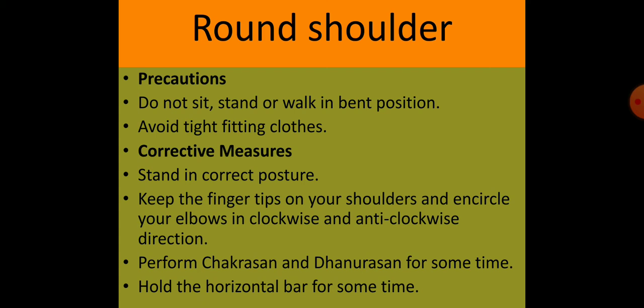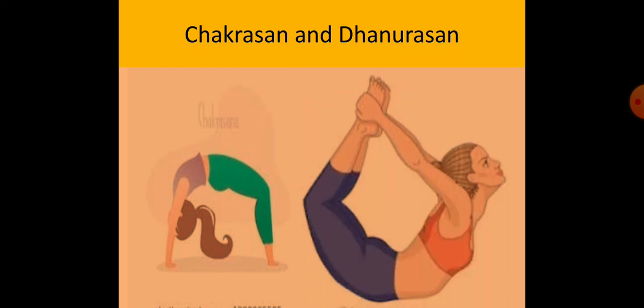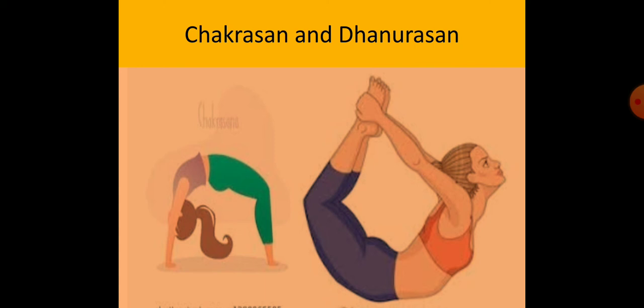Certain pictures we will see here for the curative measures. Then there are Chakrasan and Dhanurasan. So these asanas can be performed. We can see in these asanas the shoulders are always coming backwards. We are pulling our shoulders, pressing our shoulders backward in all these asanas. These two asanas, Chakrasan is very beneficial, and Dhanurasana is also very beneficial.